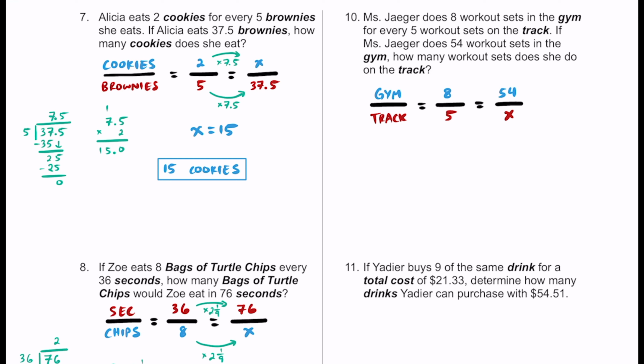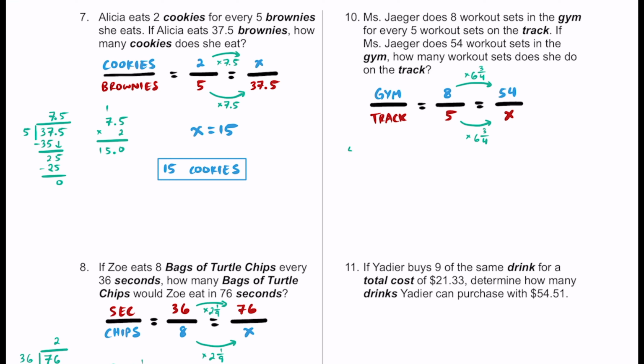We know it's more, but we have to figure out 8 times what is going to be 54. So I know 8 is going to go into 54 6 times. That's 48, so that's 6 left over. 6 over 8 is the same thing as 3 over 4. So I think it's going to be times 6 and 3/4. Again, if you need to pause and do that division, you should get 6 and 6/8, which simplifies to 6 and 3/4.